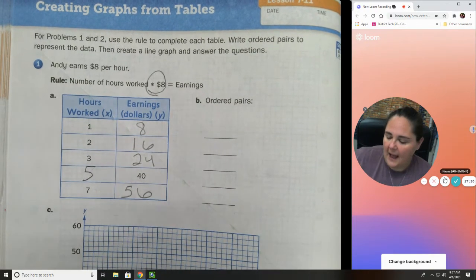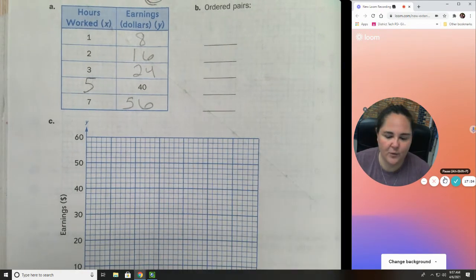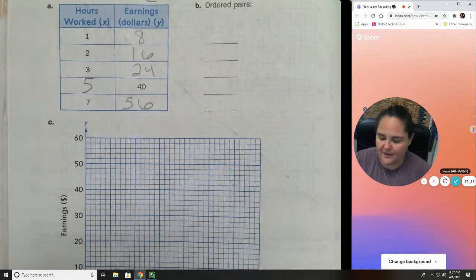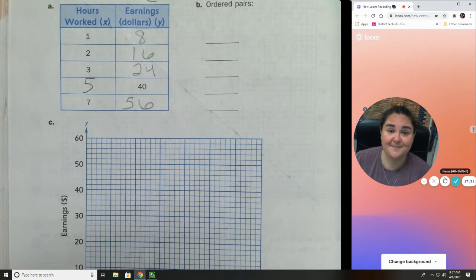All right. I want you to go ahead, write your ordered pairs, and graph your picture below. Do not answer the questions yet. Write the ordered pairs and graph your picture. When you are done, hit continue.